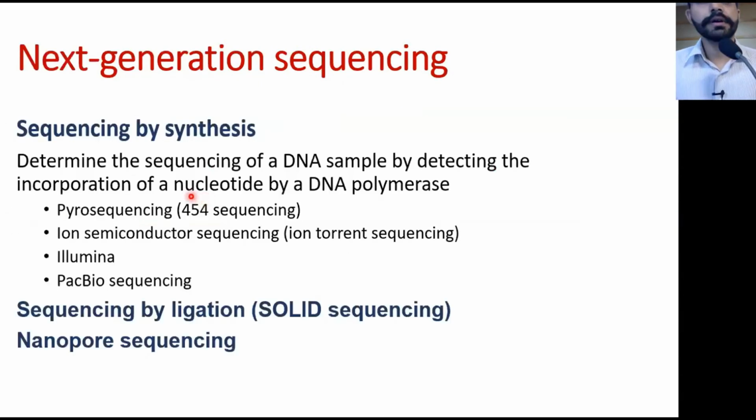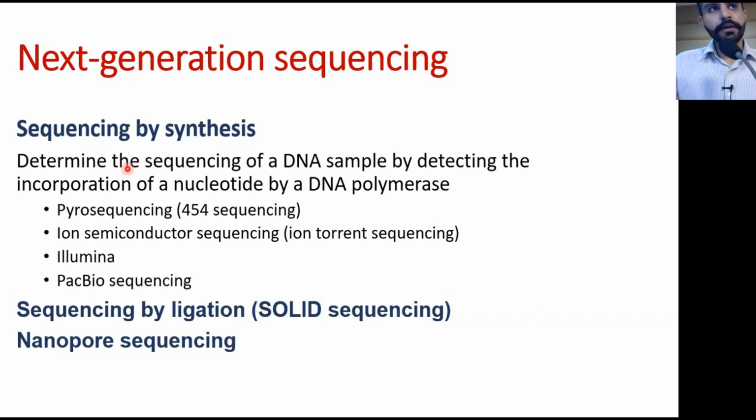You must have heard about different sequencing methods: sequencing by synthesis, sequencing by ligation, and real-time sequencing, single molecule real-time sequencing. So what is sequencing by synthesis? It is determination of the sequence of DNA by detecting the incorporation of a nucleotide via DNA polymerase.